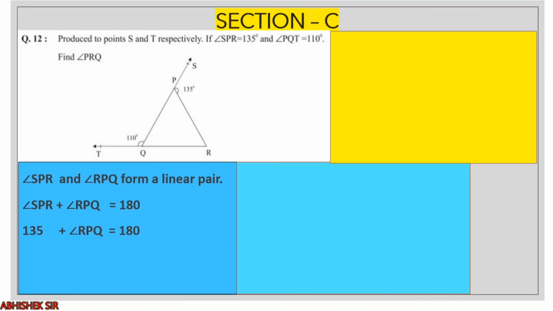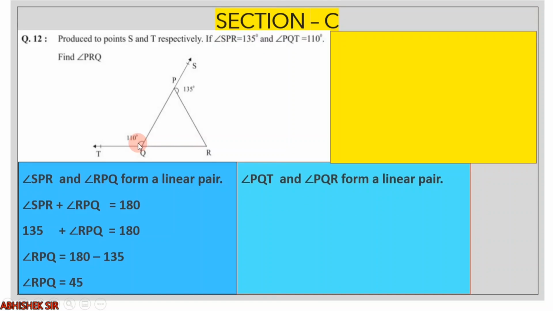Note that in this question I have not shown the degree symbol, but you will write it in your notebook whenever you are writing. SPR is 135 plus RPQ equals 180. Take this 135 to the other side, you will get RPQ as 45 degrees. Okay. Same way, come towards point Q.